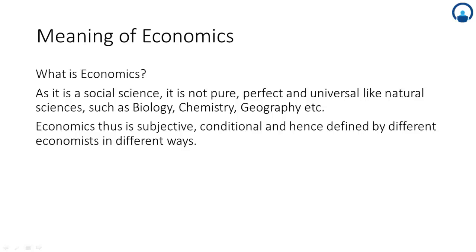It gives information about human behavior in adjusting scarce resources and obtaining maximum satisfaction from the available alternatives. As it is a social science, it is not pure, perfect, and universal like natural sciences, such as biology, chemistry, geography, etc. Economics, thus, is subjective, conditional, and hence defined by different economists in different ways.